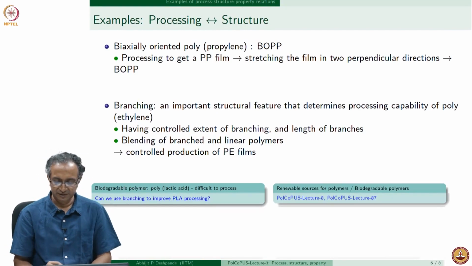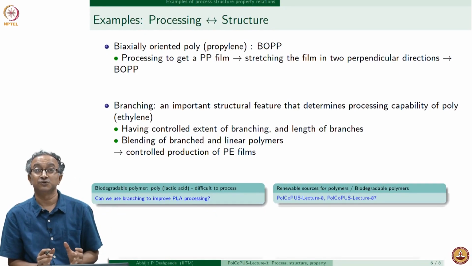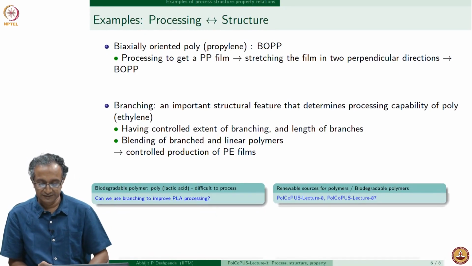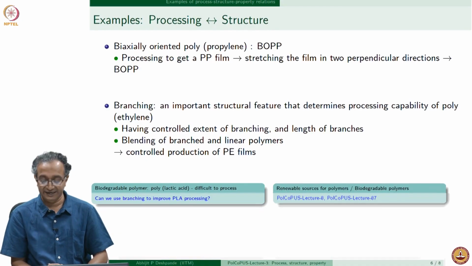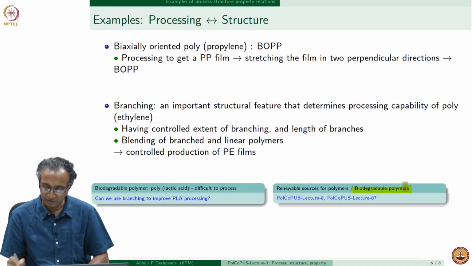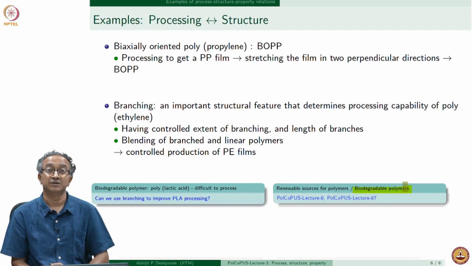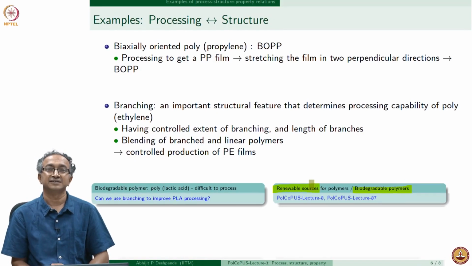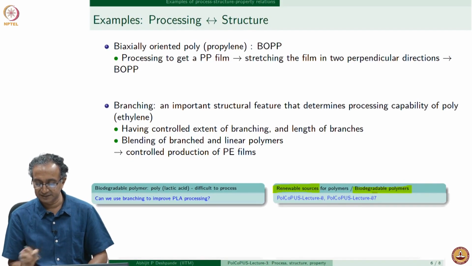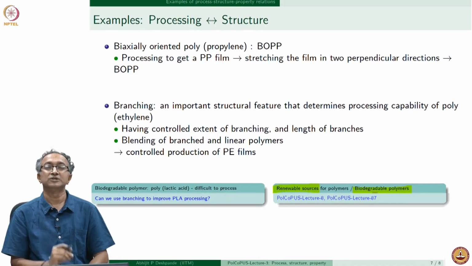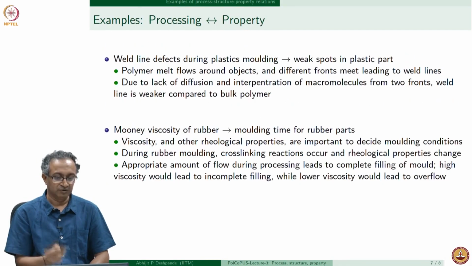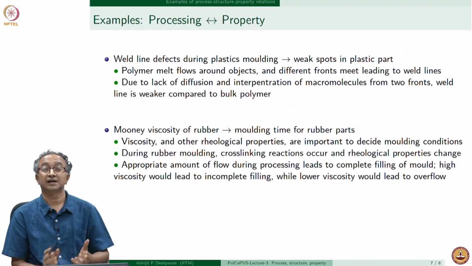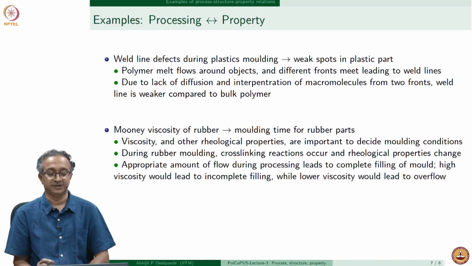And further on, another aspect that we will continue to learn throughout this course is, when we are saying polylactic acid, in which way is it biodegradable? What makes polylactic acid biodegradable and polyethylene not biodegradable? And also, why is polylactic acid important? Because we are using a renewable resource with it. So in the next set of lectures during the course, we will also learn about these aspects. Now let's continue and look at the other examples of processing and property.